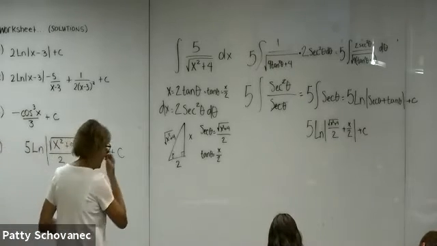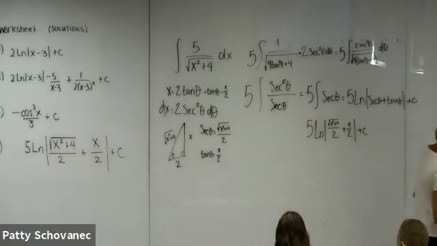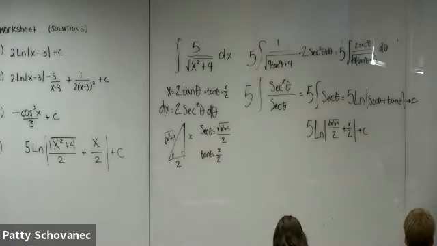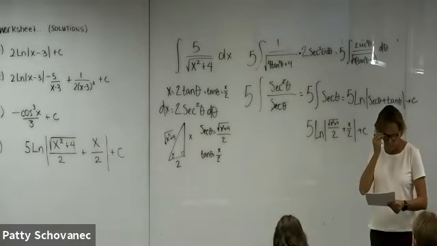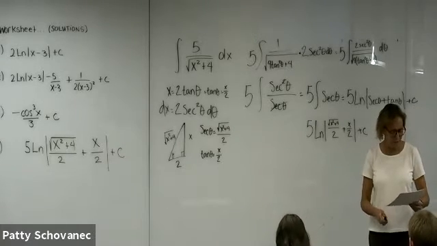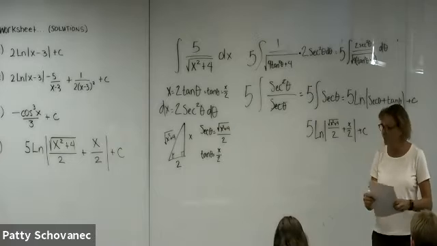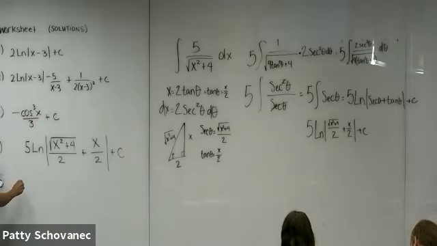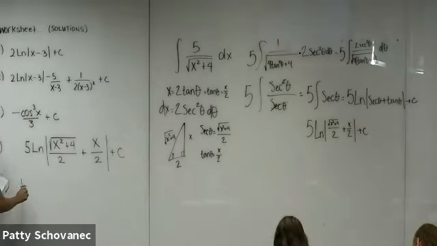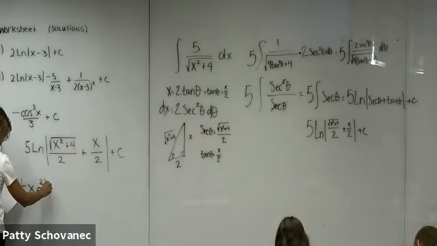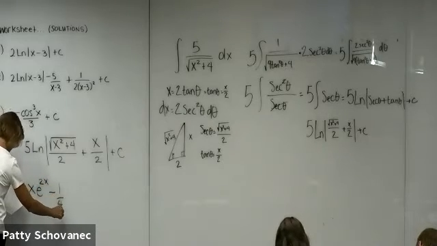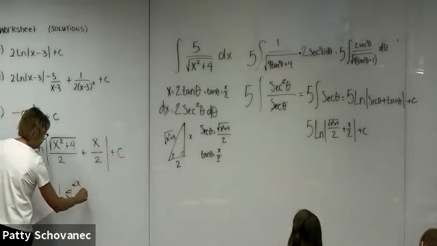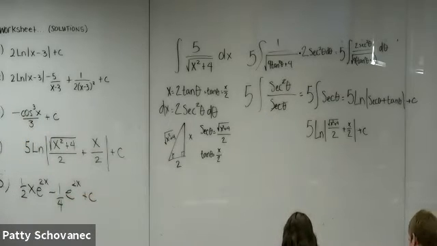Did anybody do number 6? Did you do number 6 by parts? No, number 6 is u du. Oh, I meant number 5. Number 5, I did by parts, so the answer to number 5 was 1/2 x e to the 2x minus 1/4 e to the 2x, using integration by parts.